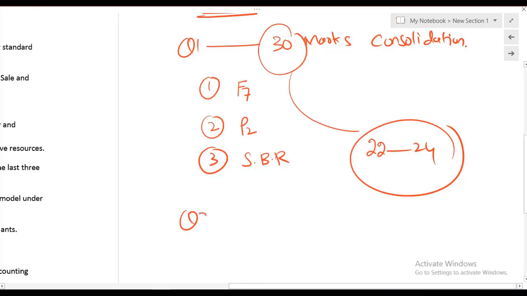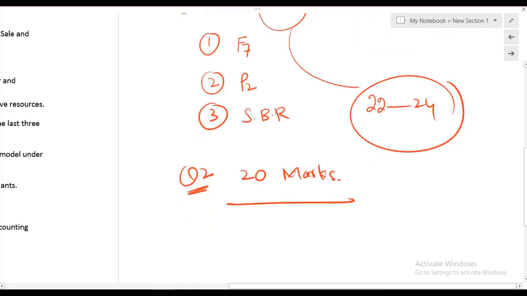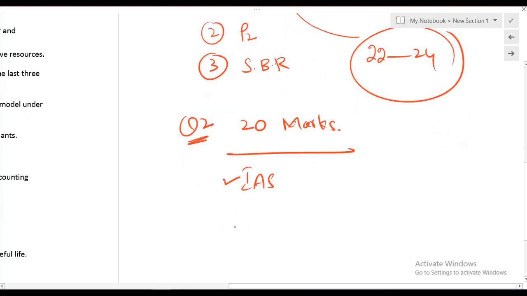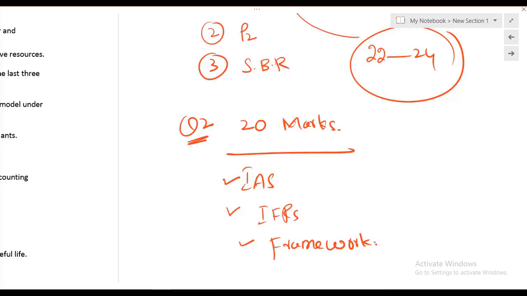Now let's talk about question number 2. Question number 2 is going to have 20 marks. Now in which area will question number 2 come? Examiner has not specified any area. It could be any IAS. Examiner can ask any IAS in this question. Examiner can even ask any IFRS. Even examiner can ask the IASB framework also. So exactly on which topic question 2 is going to be, we don't know, which means that we have to study the entire syllabus.